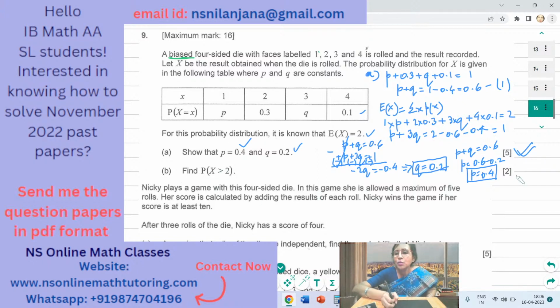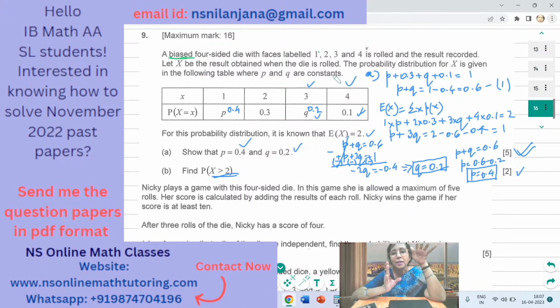The part B contains 2 marks. It is a very easy question. Okay, let me write over here. It is 0.4 and this is 0.2. P of x greater than 2. X should be greater than 2. What all values are remaining which are more than 2? 3 and 4. And what is the probability of x equal to 3? It is 0.2. What is the probability of x equal to 4? It is 0.1. So either x will be equal to 3 or x equal to 4. Since it is or, the probabilities will be getting added.